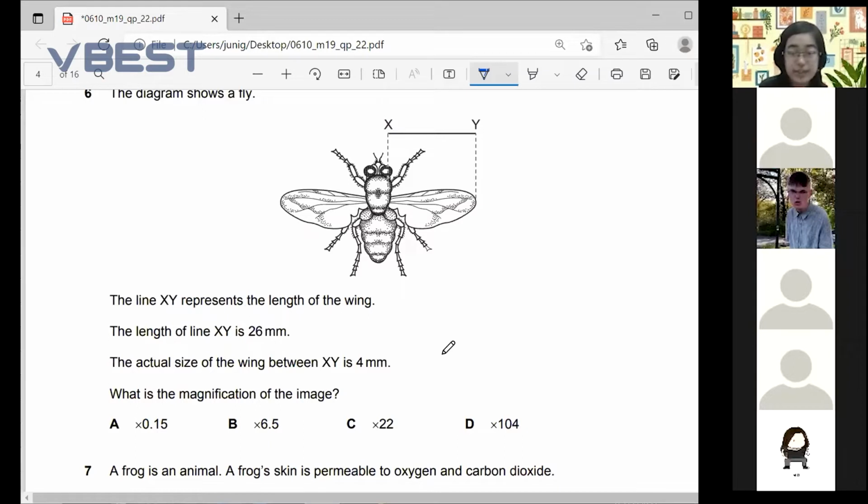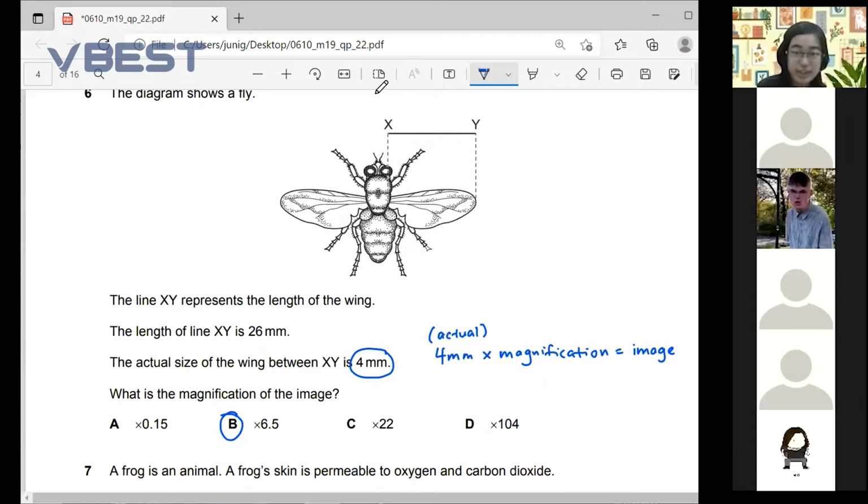When you come to calculating magnification, magnification is how many times bigger. That's the meaning of magnification. So if you take the original length, which is the actual size, 4 mm, times the magnification, you get the image. To find the magnification, take the image, which is 26 mm, divide by 4, and you will get 6.5. By the way, you can use this formula in the exam.